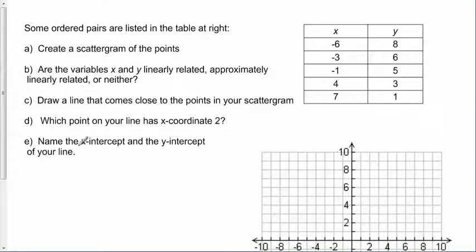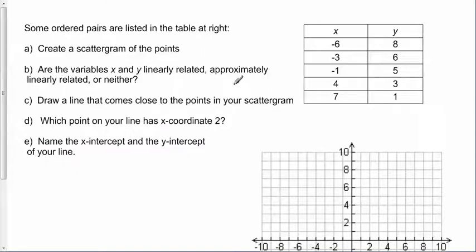So there's a number of things they're going to ask us to do here. We're going to create a scattergram. We're going to see if the variables x and y are linearly related, approximately linearly related, or neither. So we'll have to wait until we get our picture up to see which of those is going to be true. Then we're going to draw a line that comes close to the points in our scattergram, and we're going to see which point on our line has an x coordinate of 2. And then finally, we're going to be looking for x and y intercepts.